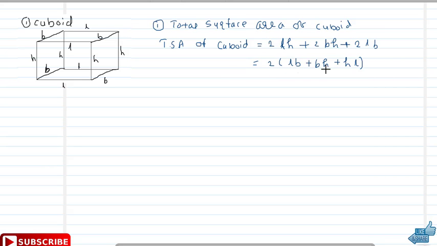Why did I write LB first? I will tell you in the next formula. So in the next formula, we are going to see the lateral surface area of cuboid. Lateral surface area of cuboid is nothing but the LSA of cuboid.